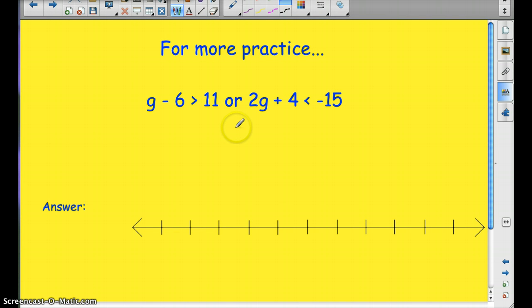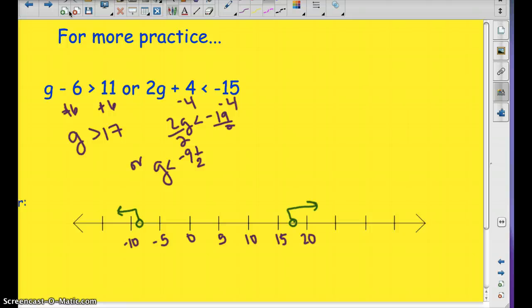So if you would like more practice, here's another problem. You can pause the video, and when you unpause it, I will have the solution up here if you want to check. So here is the answer for this extra practice problem. You should get g is greater than 17 or g is less than negative 9 1/2. And I went by 5s on my number line because it wasn't that long.